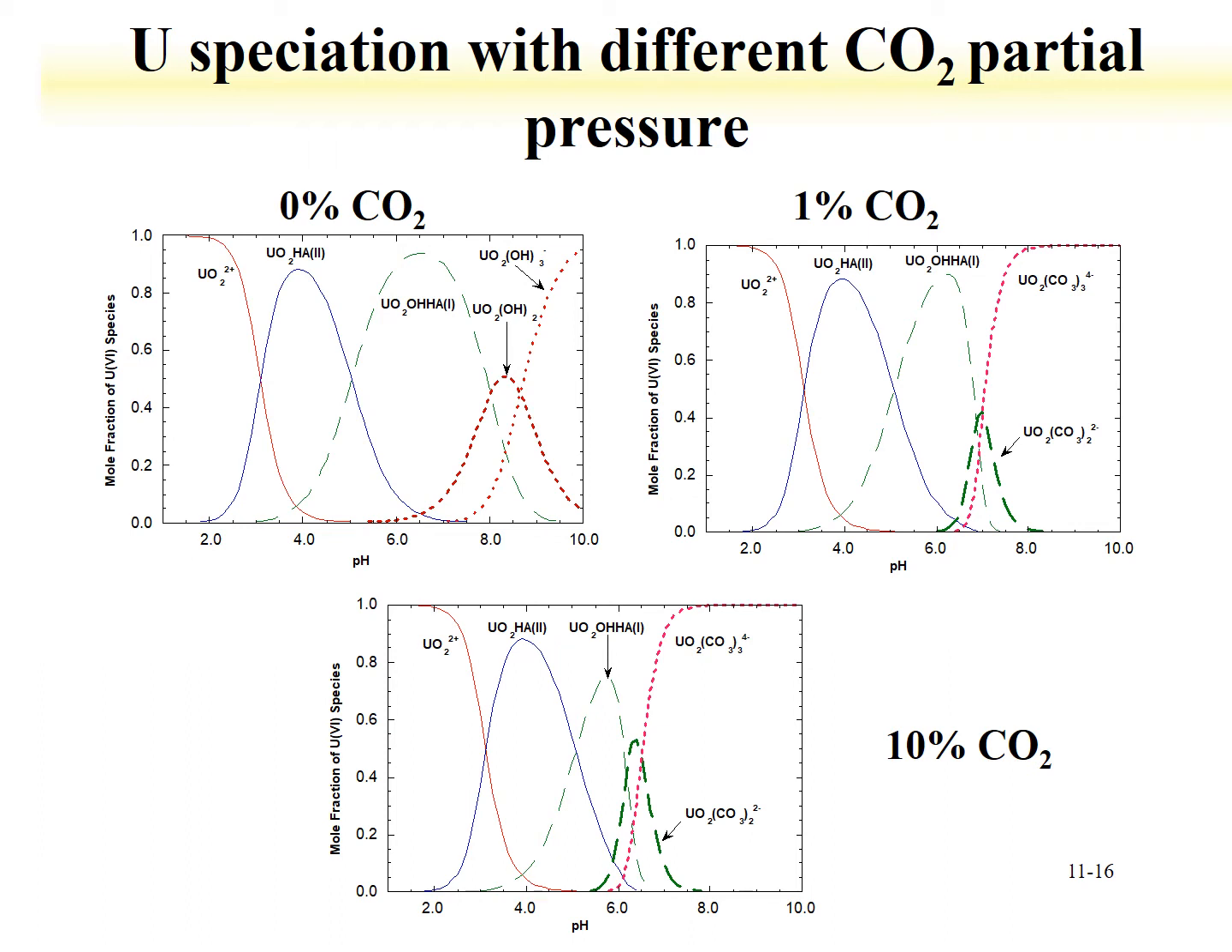And what we see is that as the CO2 partial pressure goes up, the carbonate becomes more important, it becomes more dominant at earlier pHs, and the overall concentration of other species are impacted. For instance, this mixed uranium hydroxy humic acid species seems to be impacted by the level of carbonate because it's competing for carbonate speciation around the same pH.